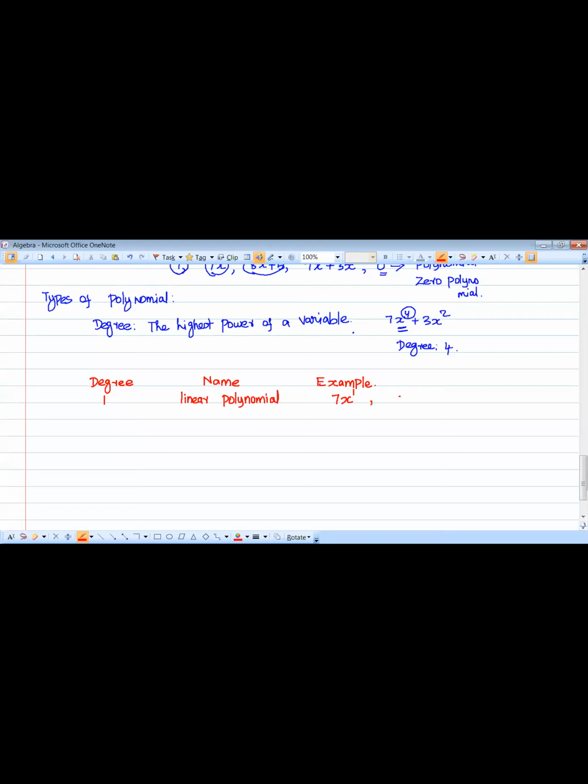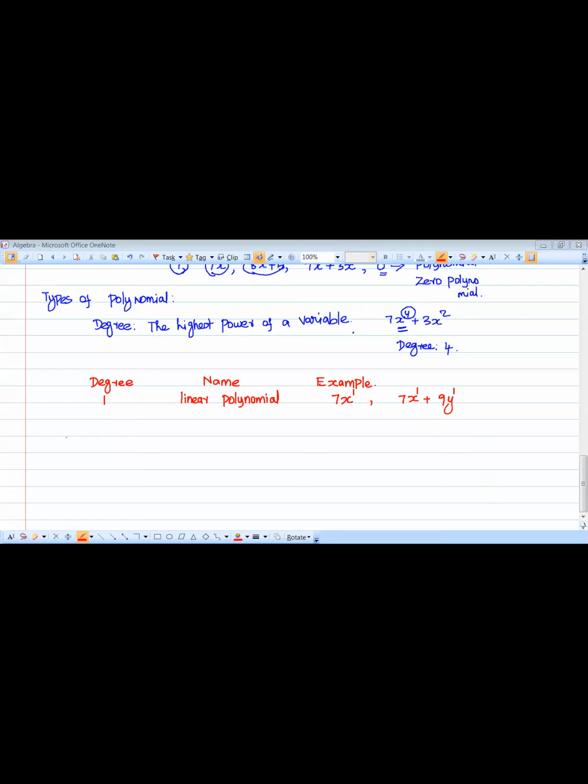Again, example, 7x plus 9y. Okay, so what is the degree of this polynomial? 1. The degree of this polynomial is 1. So then you can say this one is a linear polynomial. Got the point clearly? But mostly try to use the linear polynomial in one variable.